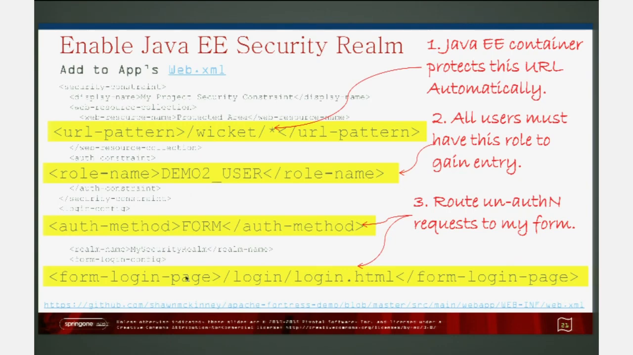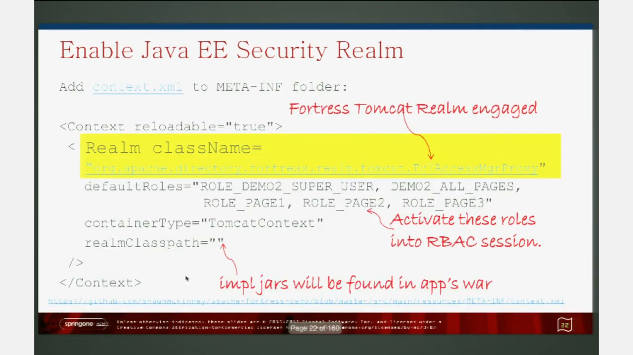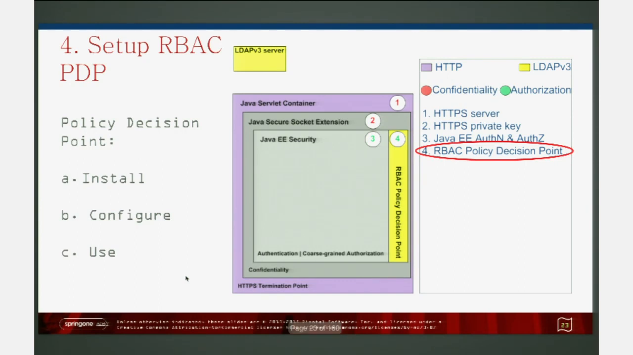Okay, and then the last thing we're going to do is specify that it's form-based authentication and where it's at, so that the container can log you in when it's time. All right, still in the app, the next thing we're going to do is tell the application to use the Tomcat realm. You do that by dropping a context.xml file in the META-INF folder of your application, which then points back to the Fortress realm for the security checks. All right, so we've got Java EE authentication turned on.